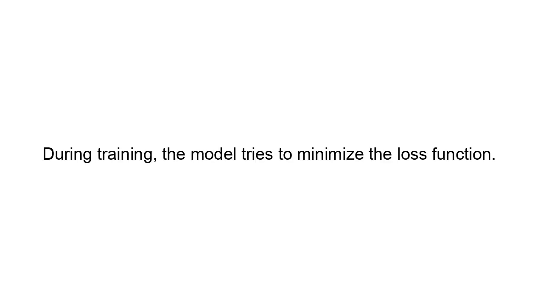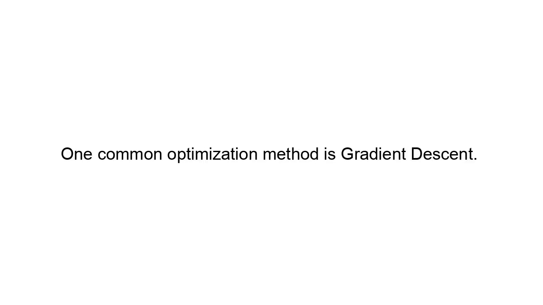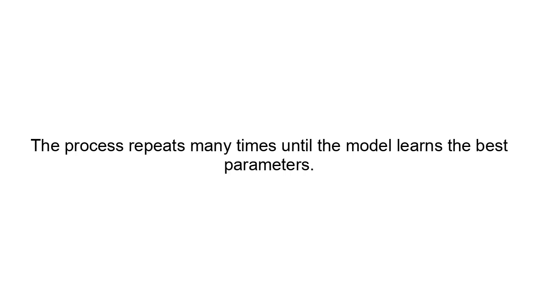Optimization. During training, the model tries to minimize the loss function. This is done using optimization algorithms. One common optimization method is gradient descent. Example concept. Initial model, calculate error, adjust parameters, reduce loss. The process repeats many times until the model learns the best parameters.